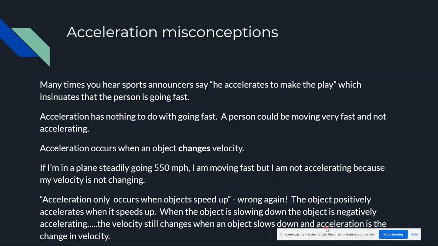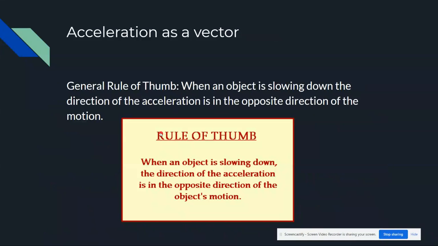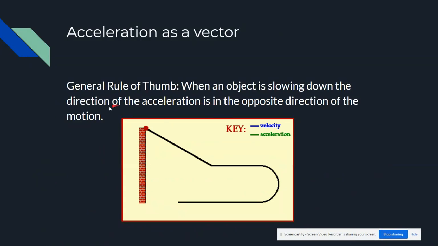So the acceleration is actually occurring in the opposite direction of the velocity. So we call it negative acceleration. The object's moving one way, but the acceleration is going back the other way. A general rule of thumb: when an object is slowing down, the acceleration is in the opposite direction.